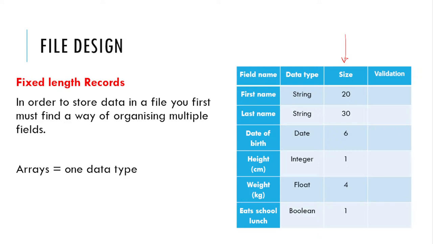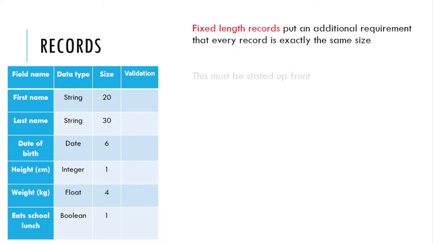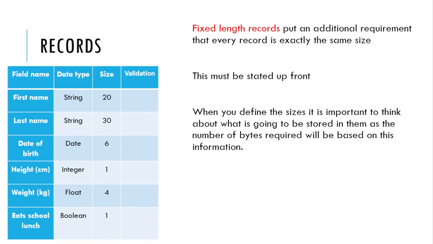And you've seen fixed length records used before in things like random access. Now, records have multiple data types. They're not fixed like arrays, and that's why we use them. So fixed length records put additional requirements on every record, and they need to make sure that every record is exactly the same size. That's important later on. And the size must be stated up front. The only problem with that is that over time, if you don't use all 20 bytes of this string, for example, and you only use 10, then you're going to have 10 wasted spaces in there. So you need to bear that in mind. You might waste white space.